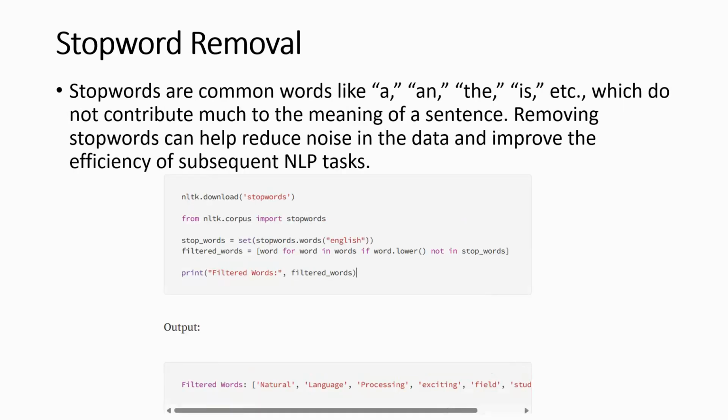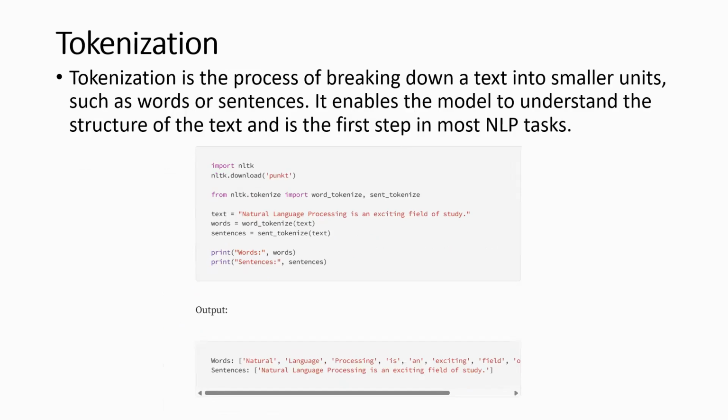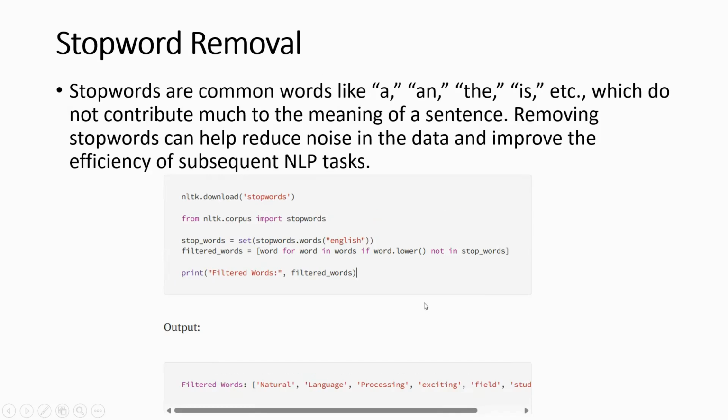Stopword removal. Stop words are common words like an, a, the, is, etc., which do not contribute much to the meaning of the sentence. Removing stop words can help reduce noise in the data and improve the efficiency of subsequent NLP tasks. We already said that it removes common words like the, is, and so on from the sentence. So we can see here the natural language processing sentence, and it removes the is and of from the field. It presents only the meaningful words, and meaningless words would be removed.